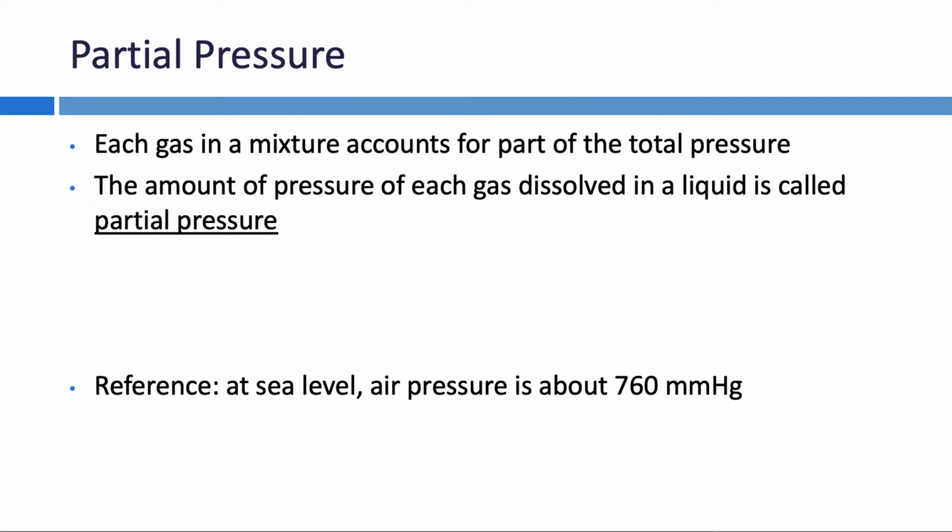So at sea level, air pressure is about 760 millimeters of mercury. Oxygen makes up about 21% of the mixture of our environment. And so 21% of 760 is 160 millimeters of mercury. So oxygen's partial pressure at sea level is about 160 millimeters of mercury. That's going to be important when we talk about the different parts of the process of respiration.